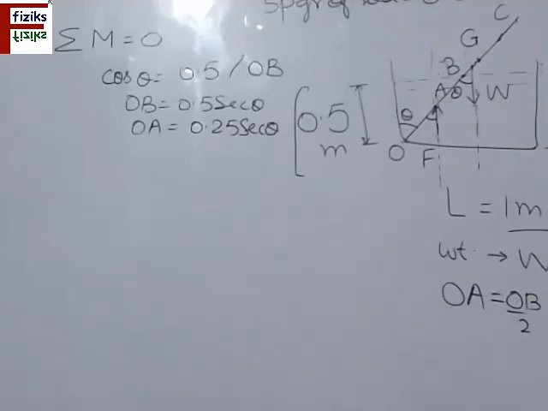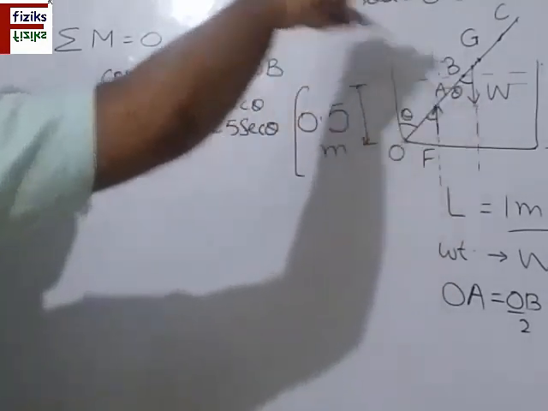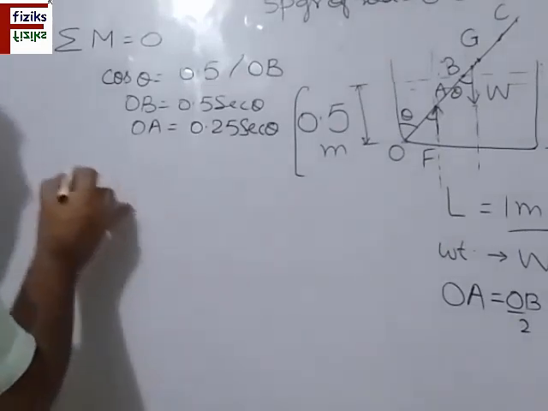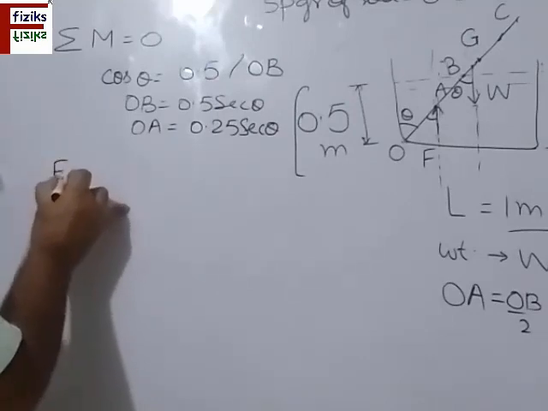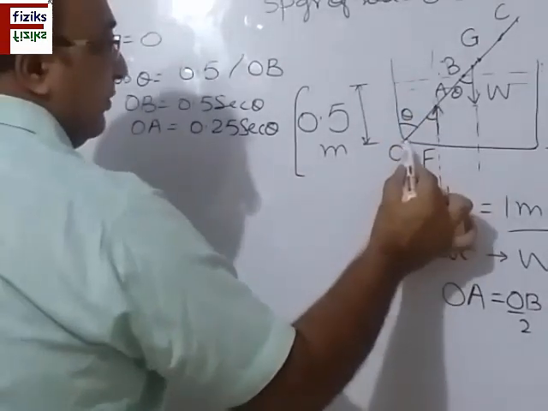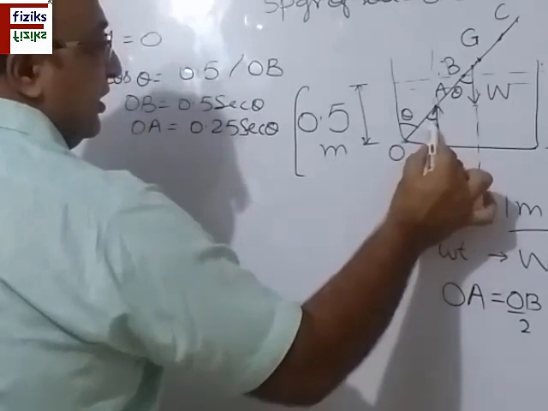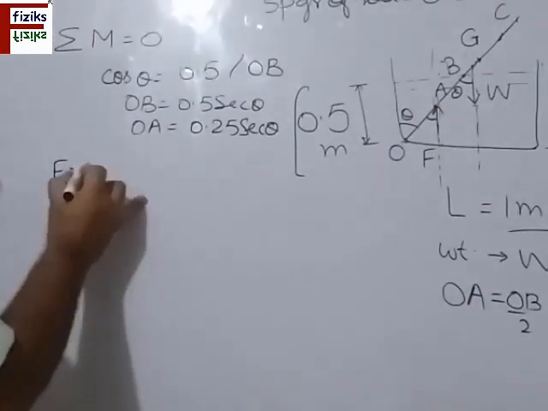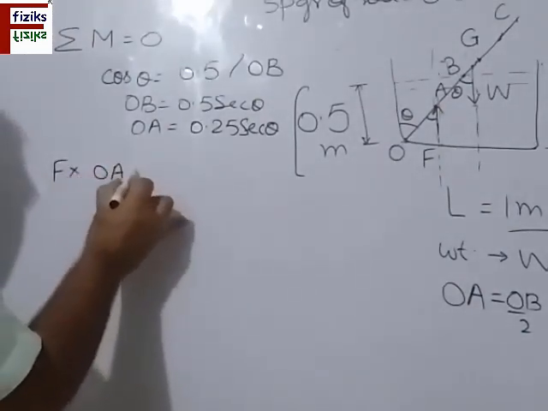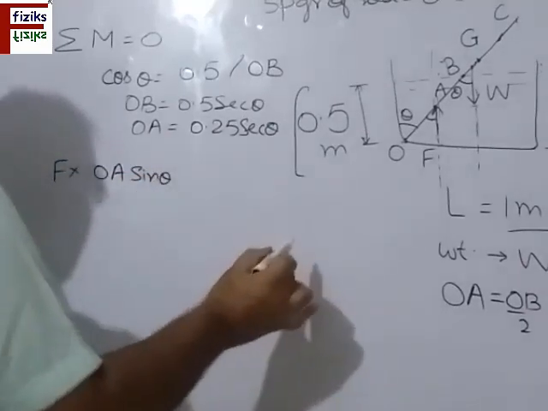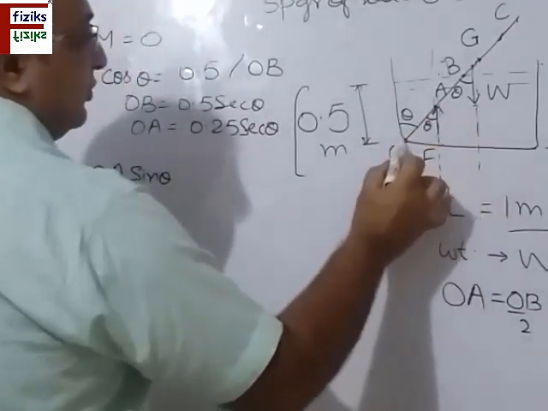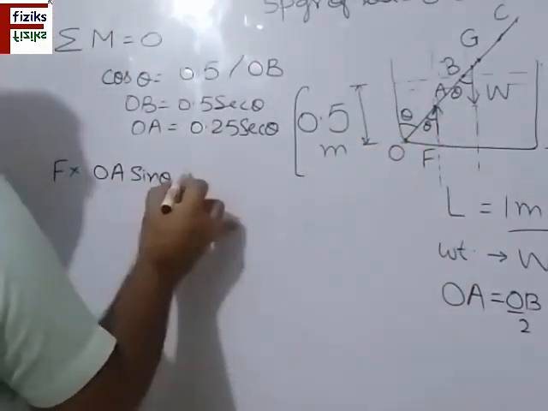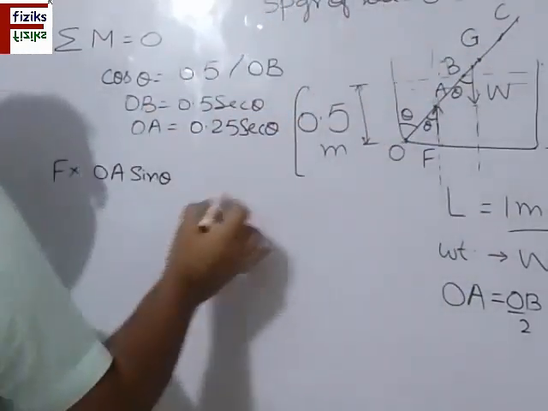Now take the moments about point O. First take the moment of F. This is in this direction and this is anti-clockwise direction. Let us take this as positive. So thrust force multiplied by distance of line of action perpendicular from O. This angle is theta, so sin theta is this distance divided by OA. So this is OA sin theta. This angle is theta, so sin theta is perpendicular upon hypotenuse. So this is positive and this moment must be negative.